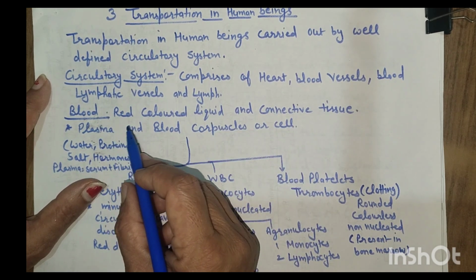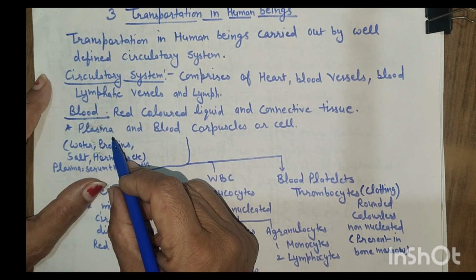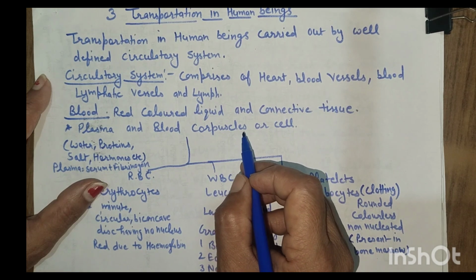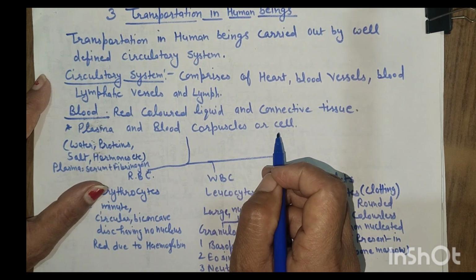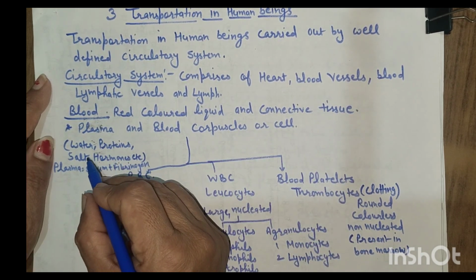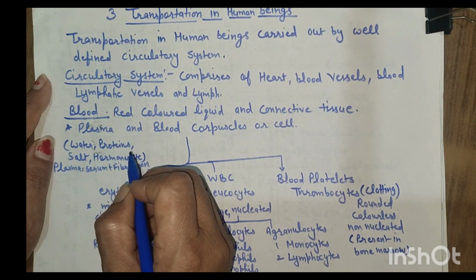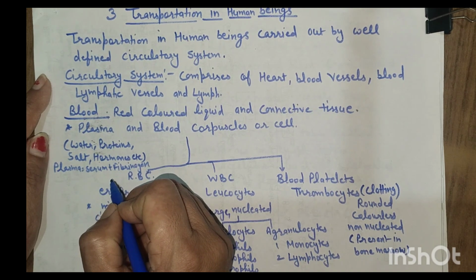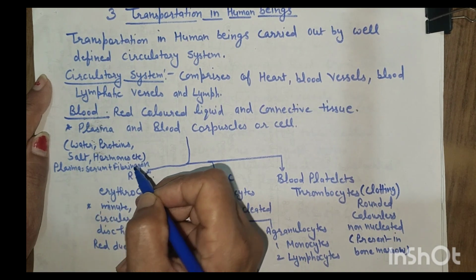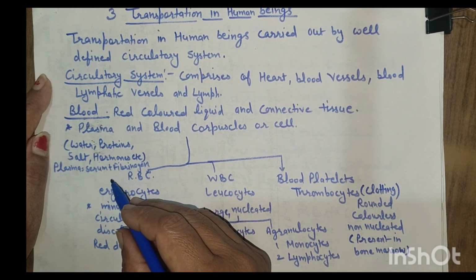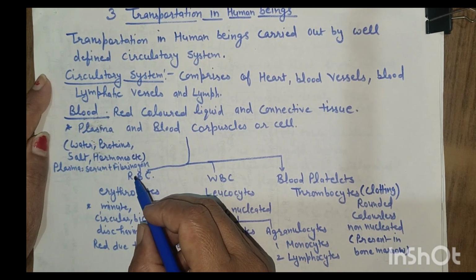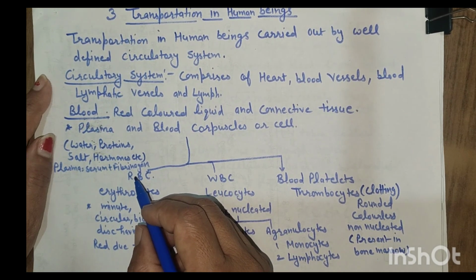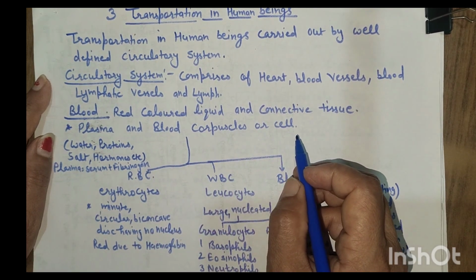It consists of two parts, plasma and blood corpuscles or cells. Plasma is a water-like substance. It consists of certain proteins, salts, hormones, etc. And plasma consists of serum and fibrinogen.